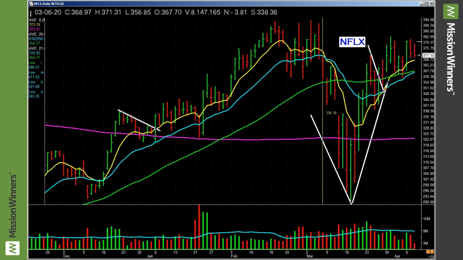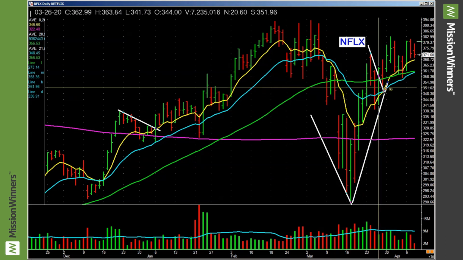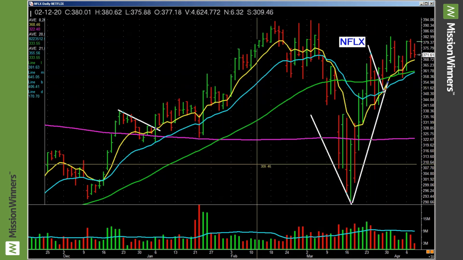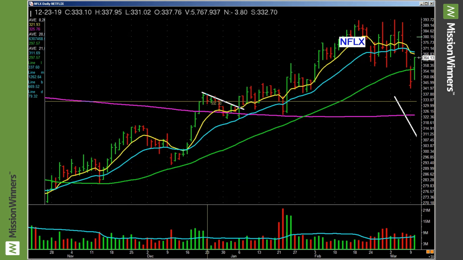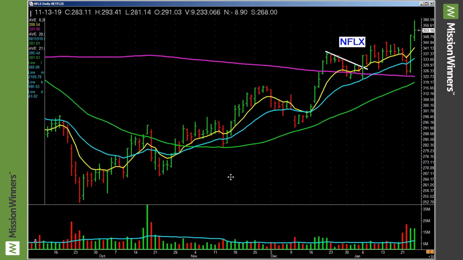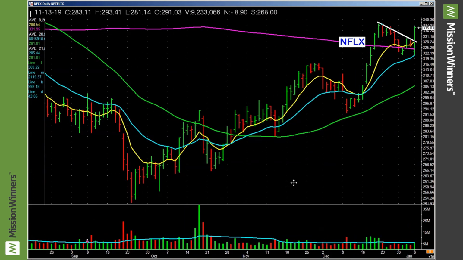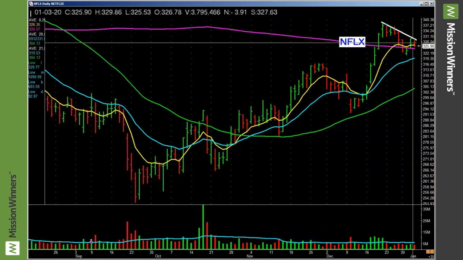Netflix. Is there anything right here? It's got a V bottom. I pointed that out to VIPs, okay? But it had a clean and simple trend line right there. Look at that. Just a simple trend line.